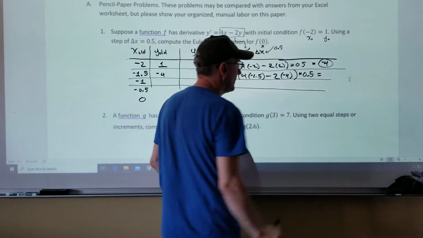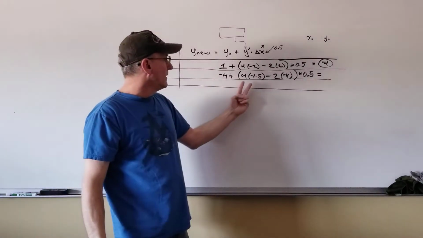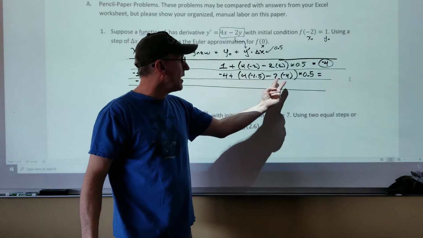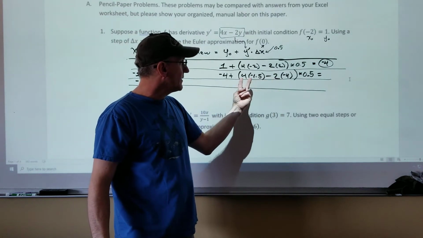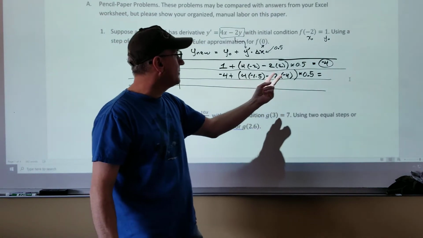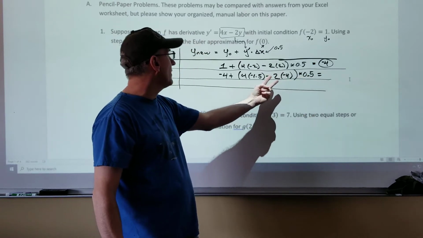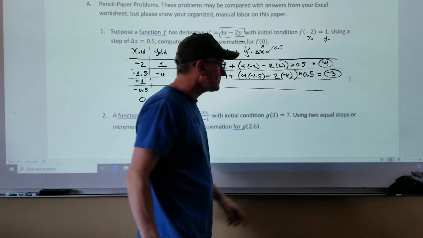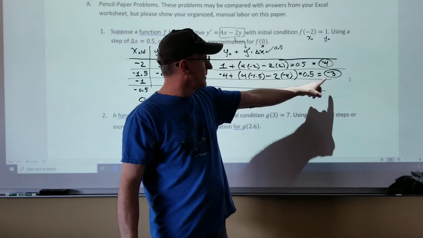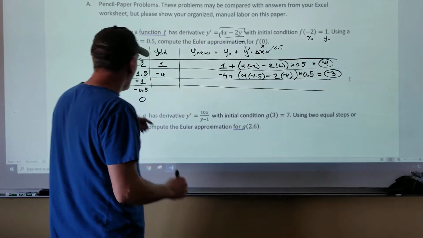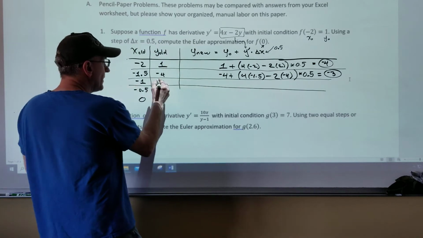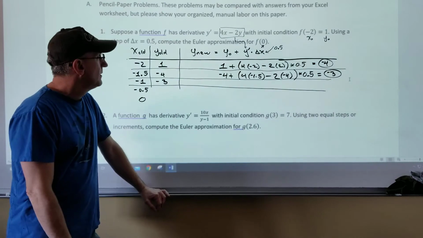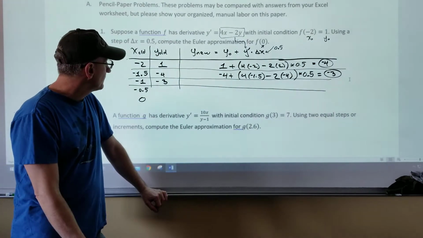Okay, let's see if we can do this one in our heads. This makes negative 6 right here, and this makes positive 8. Negative 6 plus positive 8 is positive 2. Half of 2 is 1, and 1 added to negative 4 is negative 3. That's your new y. So you get a new point where x is -1 and y is -3. It's probably not actually on the curve, but it's probably pretty close.